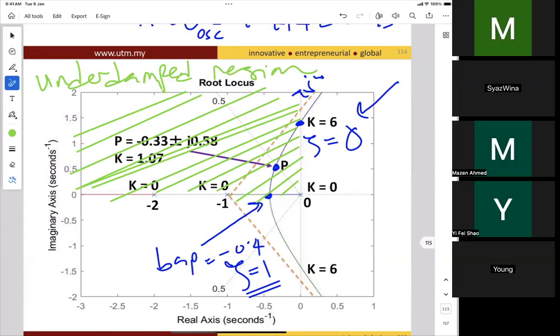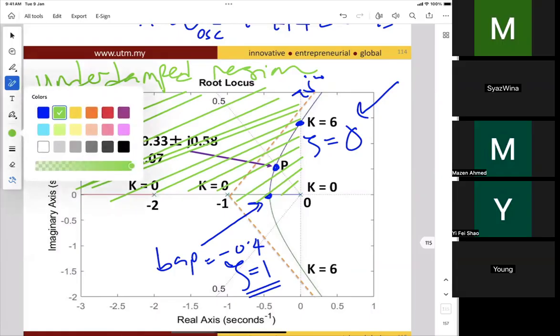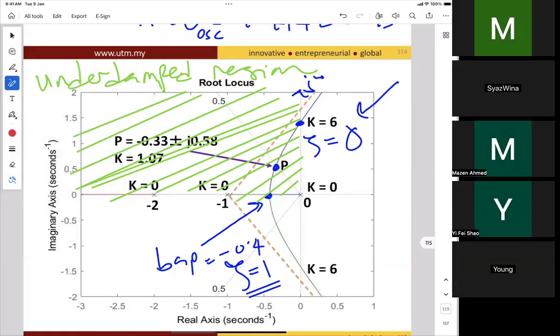Underdamp region. Repeat. So the underdamp region, the zeta range is between 0 and 1. Please remember this. Very, very important.